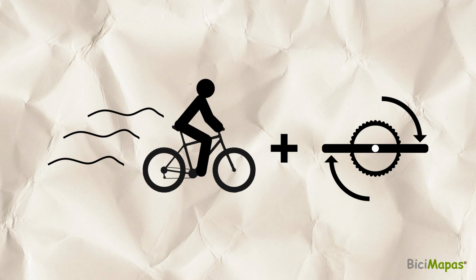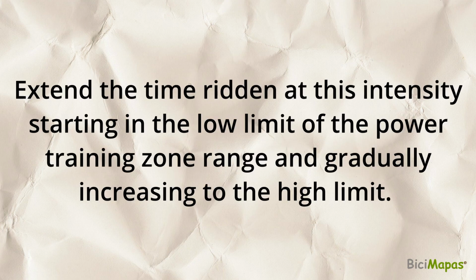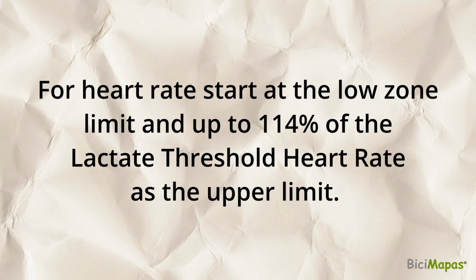They develop the advanced anaerobic endurance ability by combining the basic abilities of speed, skill and endurance. The target is to extend the time ridden at this intensity starting in the low limit of the power training zone range and gradually increasing to the high limit. For heart rate, start at the low zone limit and up to 114% of the lactate threshold heart rate as the upper limit.